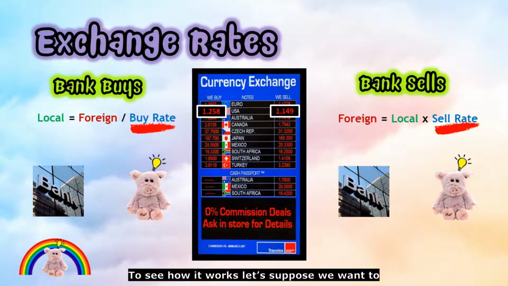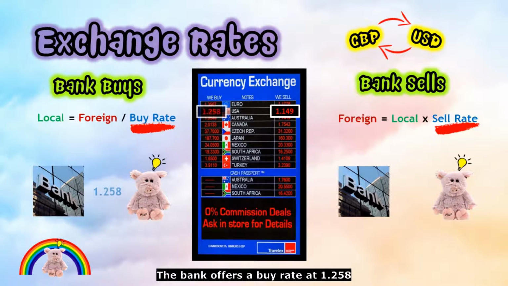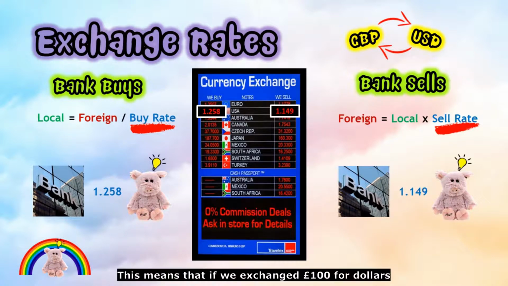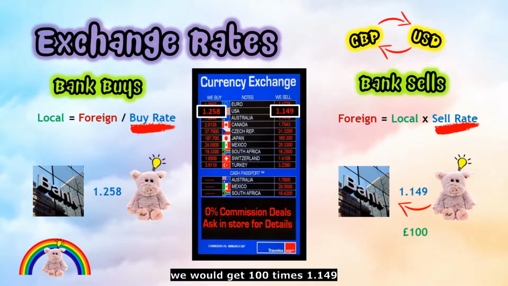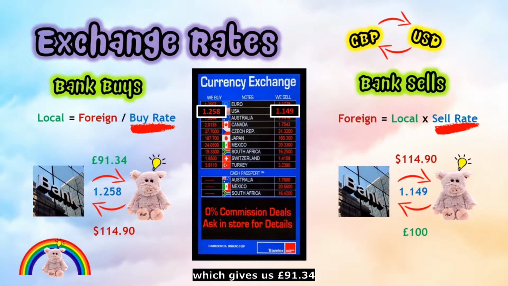To see how it works, let's suppose we want to convert some money between pound sterling and US dollar. The bank offers a buy rate at 1.258 and a sell rate at 1.149. This means that if we exchange £100 for dollars, we will get 100 times 1.149, which is $114.90. If we wanted to change this back to sterling, we would get $114.90 divided by 1.258, which gives us £91.34.